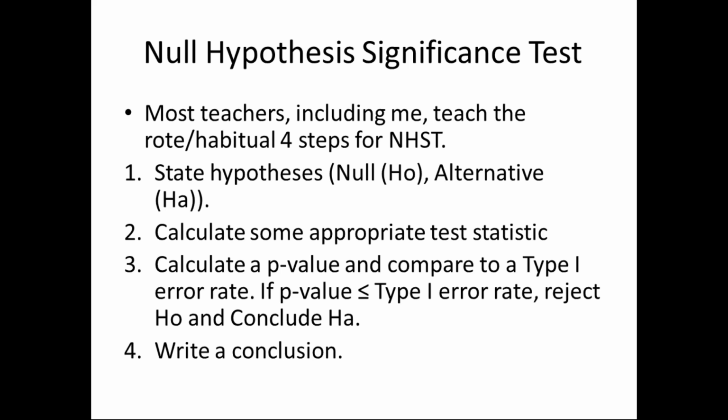I read it as: is the evidence beyond reasonable doubt? Substitute the word evidence for p-value, because the p-value is your evidence. Less than or equal to is beyond. The type 1 error rate is reasonable doubt. That is the exact interpretation of what we're trying to do.